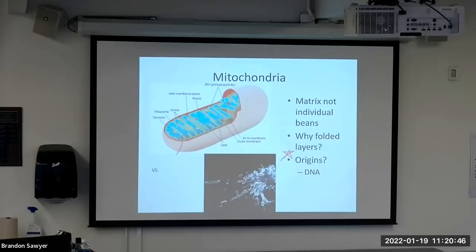But many proteins that can't be encoded by your DNA inside of the nucleus, that DNA is found in the mitochondria. Yeah, so just some interesting stuff.